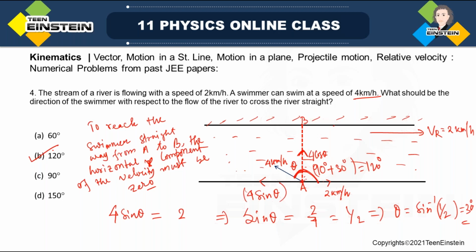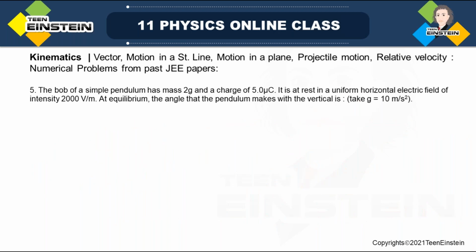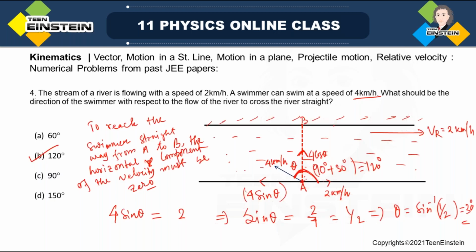Now we have another interesting problem. Here I hope you have noted down the point that if the swimmer has to directly go to this, there should not be any horizontal velocity. That's why this 4 sine theta, the velocity component of the swimmer in the horizontal direction, must be cancelled by the velocity of the river. So that was the clue.